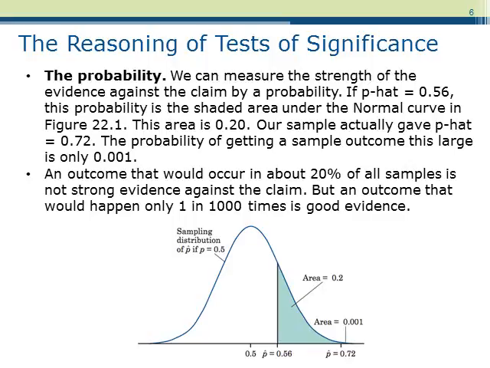We can now measure the strength of the evidence against the claim by rephrasing it in terms of probability. If p hat were equal to 0.56, this probability would be the shaded area under the normal curve to the right of 0.56. This area is 0.2. Our sample actually gave p hat equal to 0.72. The probability of getting a sample outcome this large is only about 0.001. The reasoning now is that an outcome that would occur in about 20% of all samples is not strong evidence against the claim. However, an outcome that would only happen about 1 in 1,000 times is good evidence.